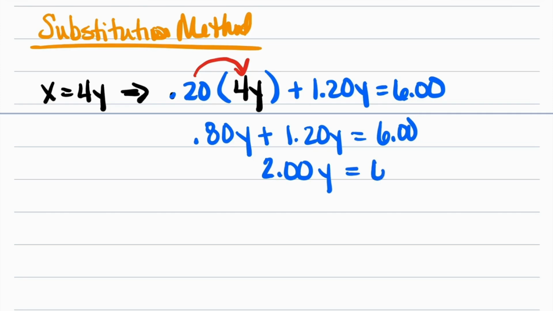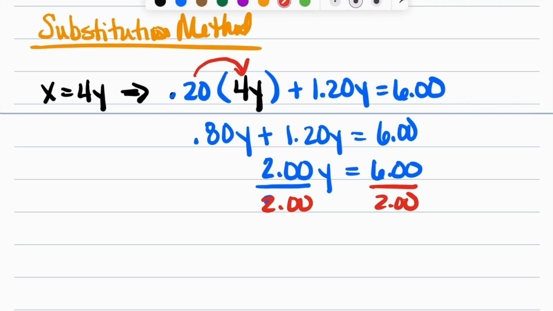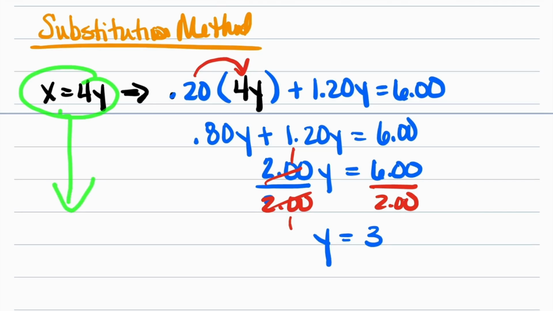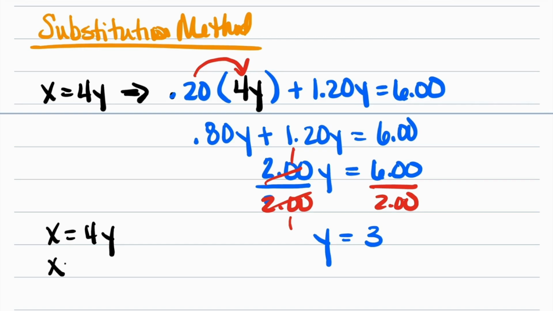Now, really, I could drop the dollars and cents, but we'll keep it moving. So divide both sides by $2, and this becomes 1. You're just left with y by itself, and then we get y equals 3. Okay, and if y equals 3, what does x equal? Well, we know that x is equal to 4y, so x is equal to 4 times the 3, and we know that is 12.